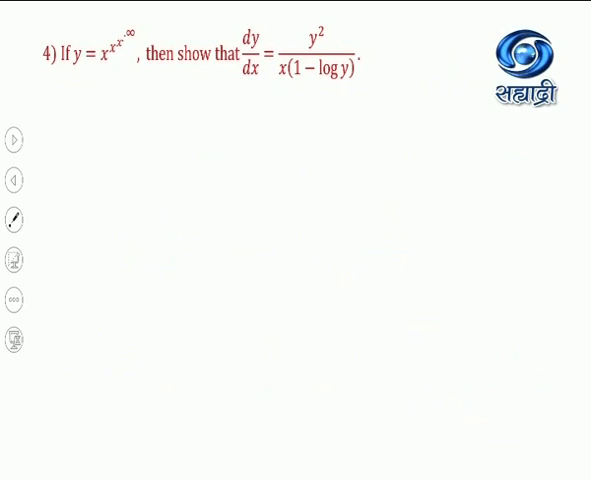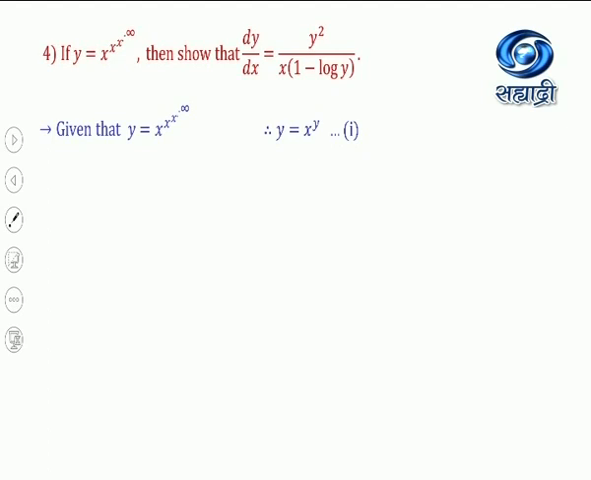See here. This is a special example for us. Now, it is very important with reference to CET question. Here, if y is equal to x to the power x to the power x up to infinity, then we have to show that dy by dx equal to y square upon x into (1 minus log y). What is given here? y equal to x to the power x to the power x up to infinity.